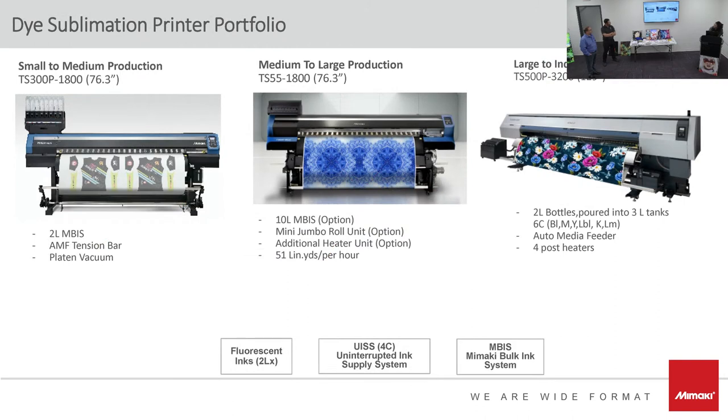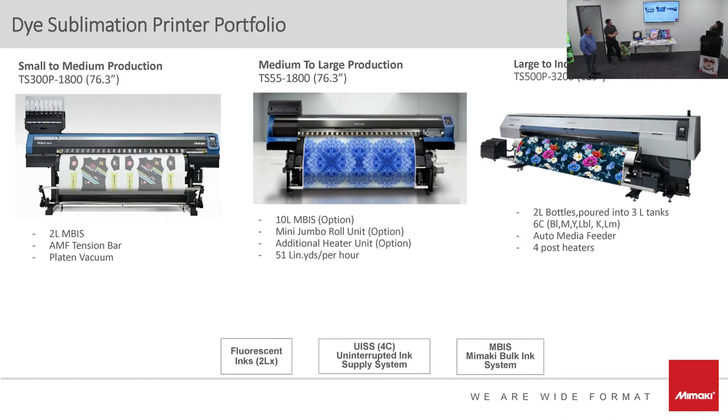And here's just another slide with our dye sublimation printer portfolio. We have the TS-300P. It comes with a 2 liter Mimaki bulk ink system, the automatic media tension bar, which helps with stabilizing your media as you're printing. Also comes with the platen vacuum.